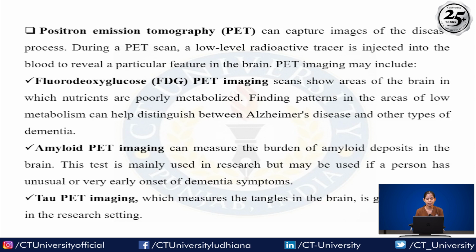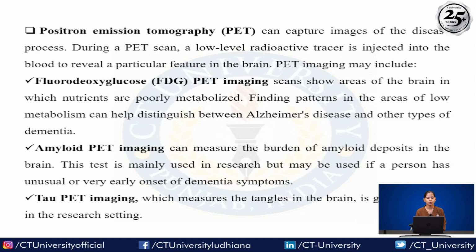During a PET scan, a low-level radioactive tracer is injected into the blood to reveal particular features of the brain. The injection helps recognize the exact image inside the brain. First is fluorodeoxyglucose PET imaging, known as FDG PET imaging, which shows the areas of the brain in which nutrients are poorly metabolized, and finding patterns in the areas of low metabolism can help distinguish between Alzheimer's disease and another type of dementia.